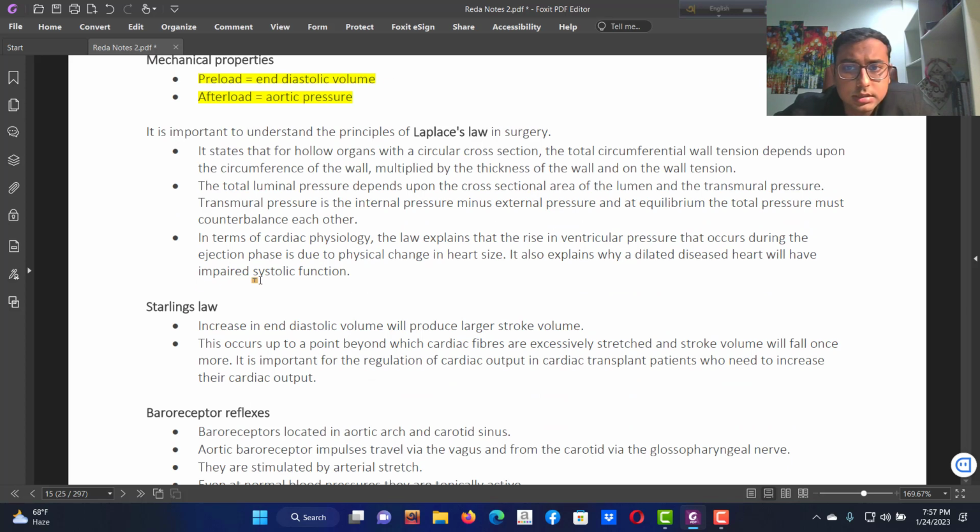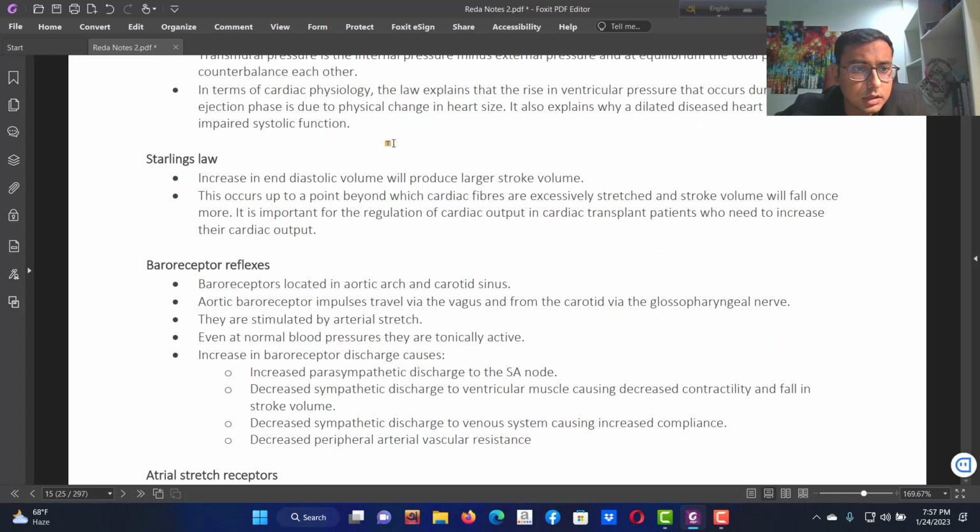It's not necessary, but you can go through the notes, part 2, also. And Starling's law means an increase in the end diastolic volume will produce a larger stroke volume. It is very important. This occurs up to the point beyond which the cardiac fibers are overstretched and stroke volume will fall once more. It is an important regulation of cardiac output, for example in the cardiac transplant patient who needs to increase their cardiac output. This is a very important law that is usually maintained.